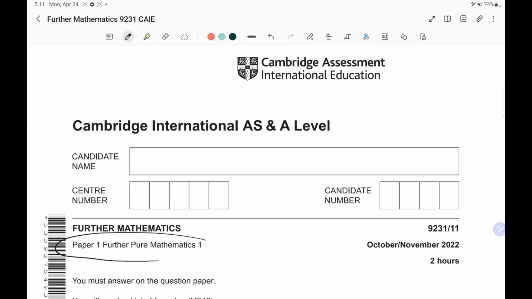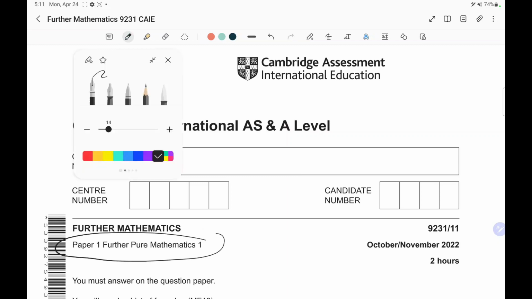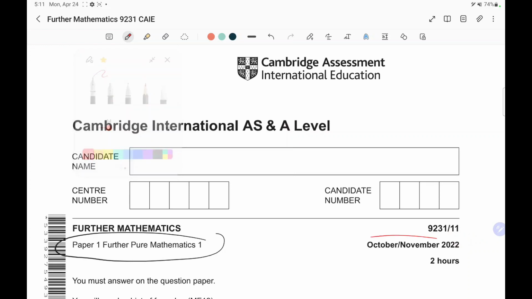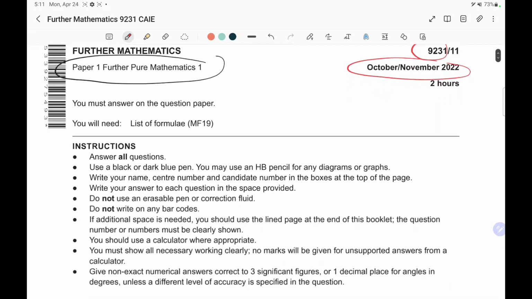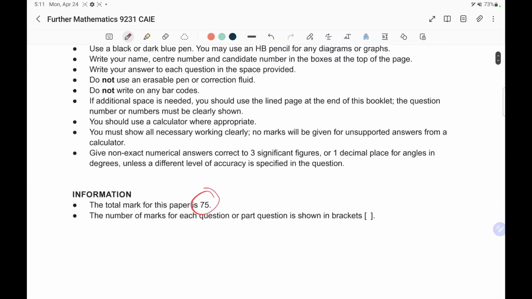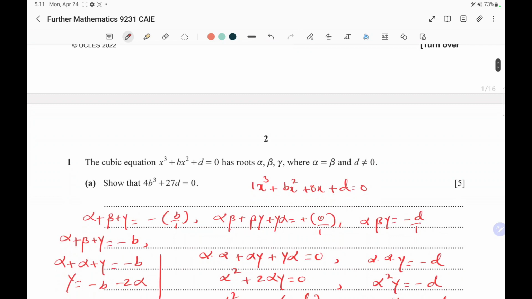As you can see here, this is Paper 1 for Further Pure Mathematics, October-November 2022, paper code 9231. This is for 2 hours and it is for 75 marks. So question number 1.